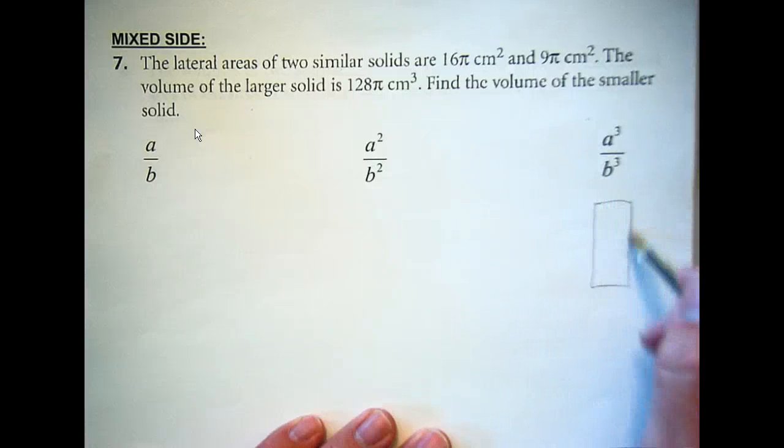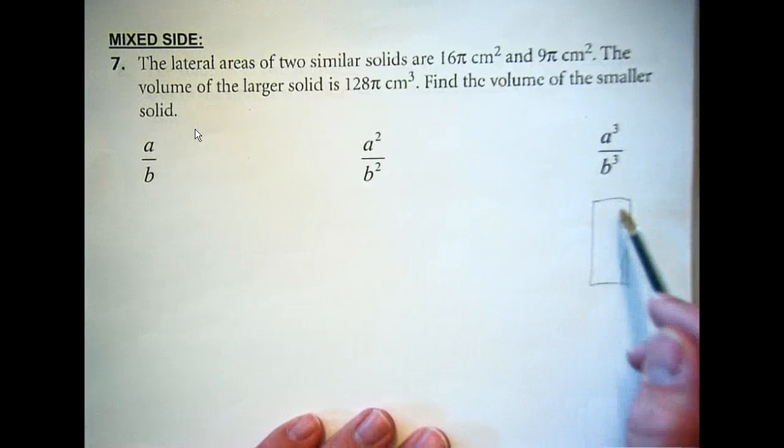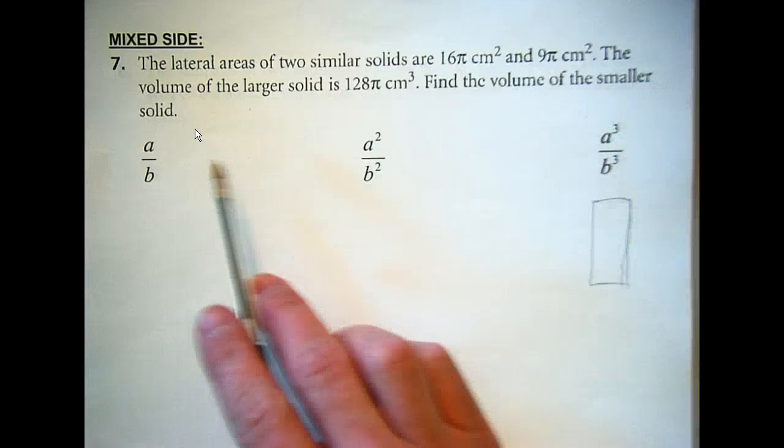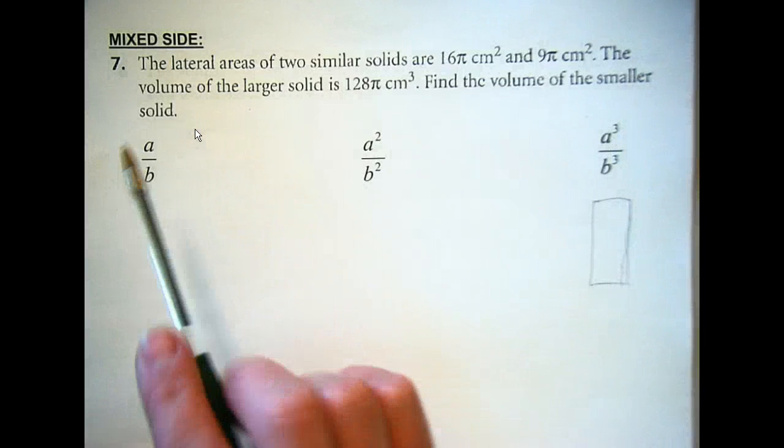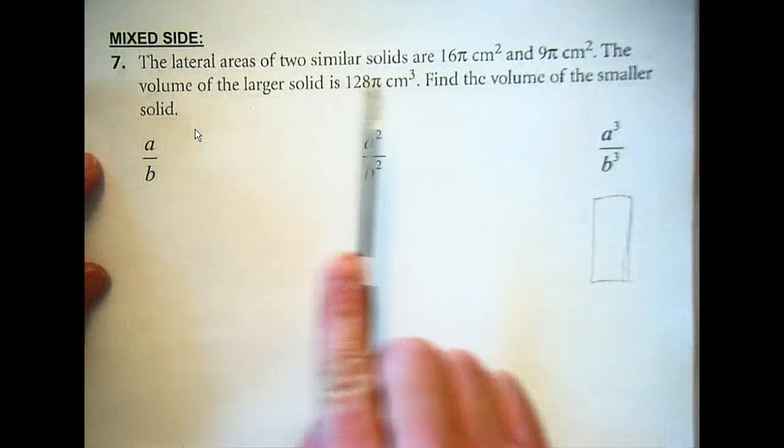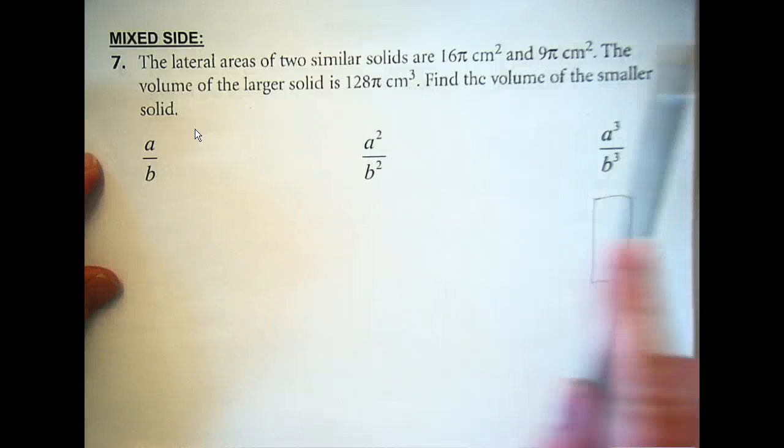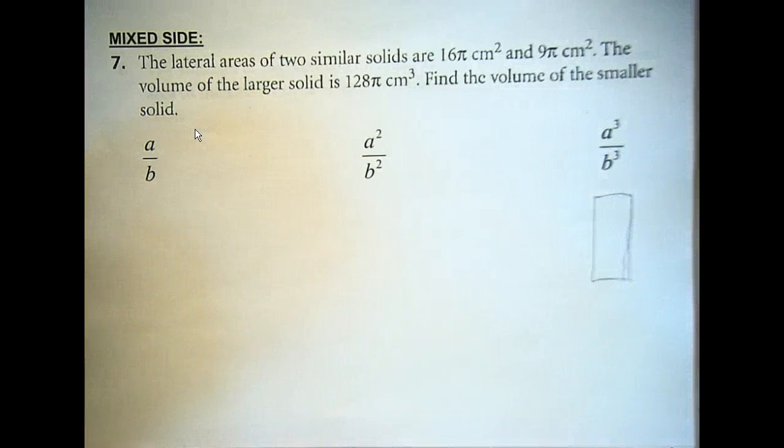Right? We need to find that ratio so we can use it. Now, finding the ratio doesn't tell us the answer. We need to find the volume of the smaller. What do they give you? Do they give you similarity? Do they give you area ratio? Or do they give you the volume ratio? Area. They give you area.